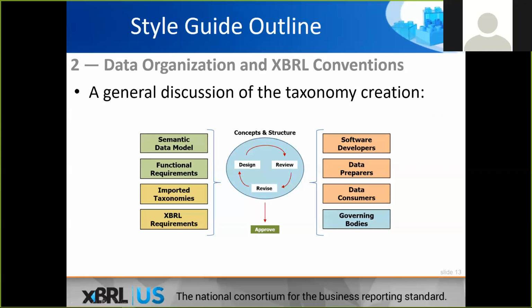And then in the end, on the right side, once you have something published, we've got software developers, people who are preparing data, the consumers, and then, of course, the governing bodies, whoever creates this, those organizations that run through the revision cycles and whatnot. So chapter 2 really discusses this from the standpoint, hey, you're doing the style guide. How does that fit into this grand picture, and how should I be thinking about the way that these rules are used?